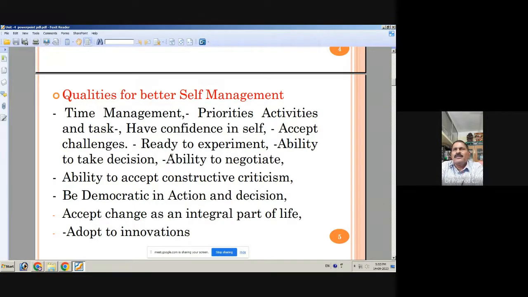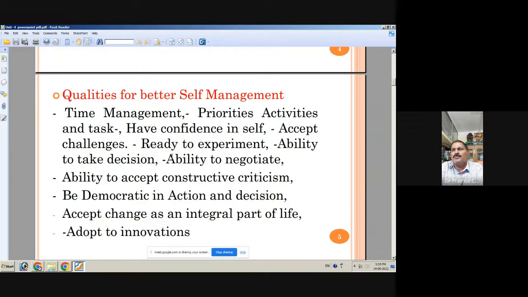Time management, priorities, activities, and tasks. We must manage the time. We must give attention to the activities which have priority. We must perform the tasks taking the priorities into consideration. And we must have confidence in ourselves, we must take the challenge, and we must be ready to experiment whether we get success or not.